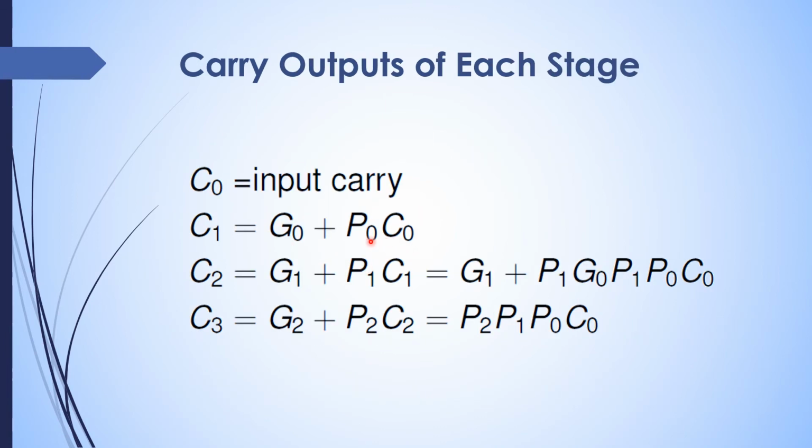We can now write the expressions for carry outputs of each stage. C0 equals the input carry. C1 will be equal to G0 plus P0 C0 from the expression which we derived just now. C2 will be equal to G1 plus P1 C1, which equals G1 plus P1 G0 plus P1 P0 C0 after substituting for C1. We also get C3 equals G2 plus P2 C2, and after simplification C3 will be equal to G2 plus P2 G1 plus P2 P1 G0 plus P2 P1 P0 C0.